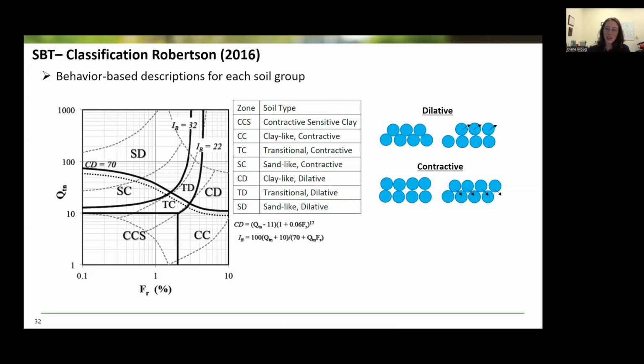Another classification for soil behavior type is based on the behaviors of these soil groups. It's that same normalized cone tip resistance and sleeve friction ratio, but now those zones are drawn as behaviors. And so we have sand-like soil that's dilative or contractive. This is the boundary between contractive and dilative soils, with clay-like dilative, clay-like contractive, and then also transitional soils.